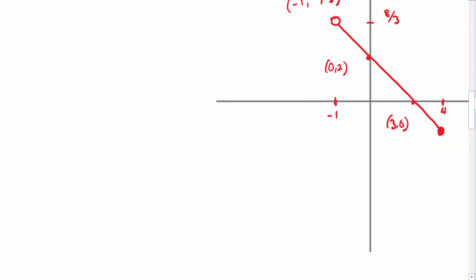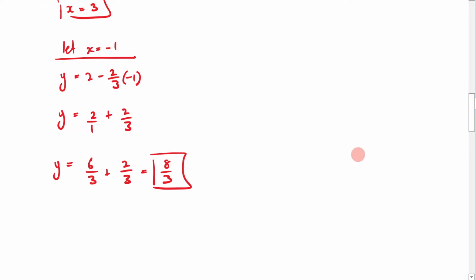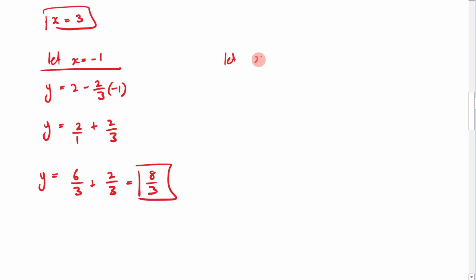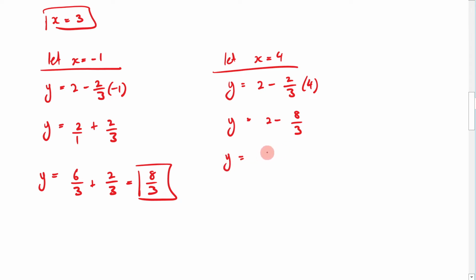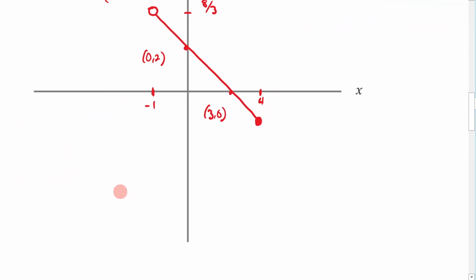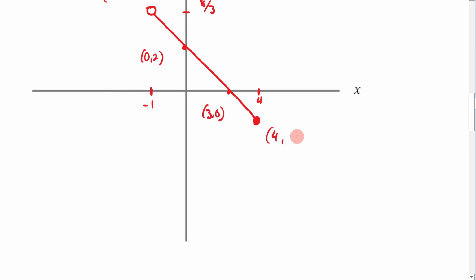Okay, the other one we have to do is 4. So I'm going to come over here and we're going to let x be equal to 4. y is equal to 2 minus 2/3 times 4. y is going to be equal to 2 minus 8/3. y is going to be equal to 6/3 minus 8/3. y is going to be equal to -2/3. So now we come over here and I can say when I let x be equal to 4, I get -2/3 out. So the y value at that spot is -2/3.